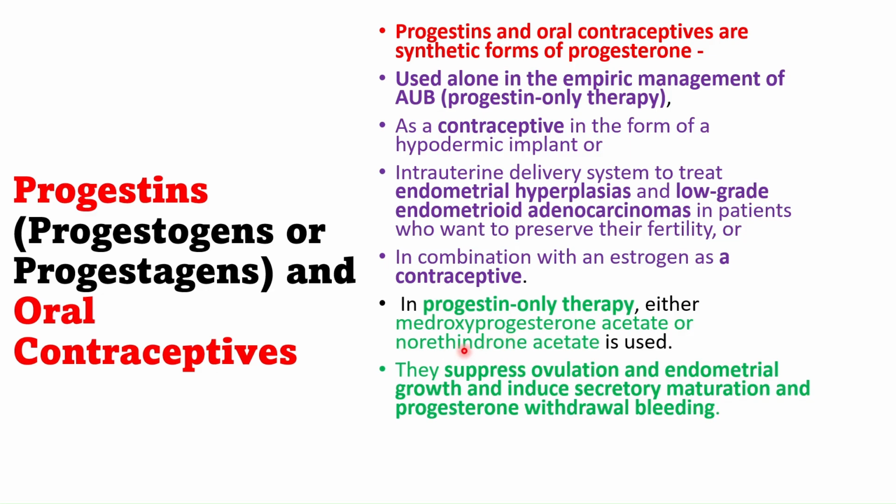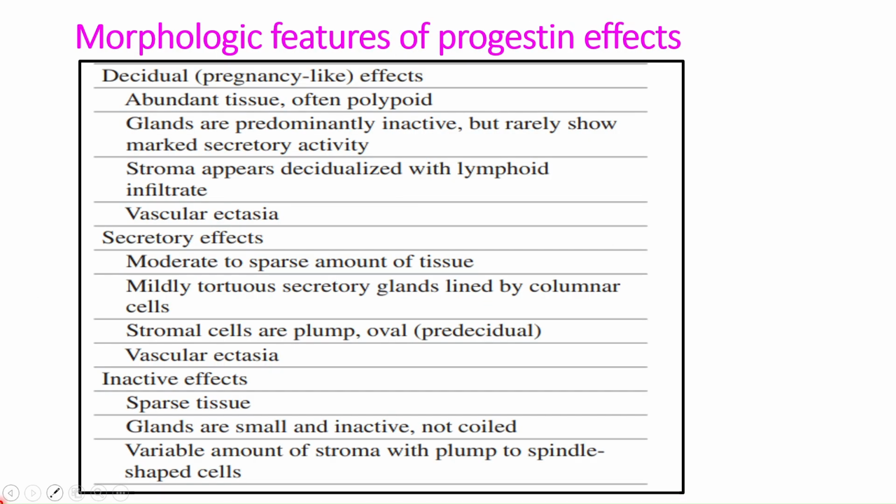or in combination with an estrogen as a contraceptive. For hormone-only therapy, either medroxyprogesterone acetate or norethindrone acetate is used. Now, what is the function and what is the role? It suppresses ovulation and endometrial growth and induces secretory maturation and progesterone withdrawal bleeding. So, if estrogen is used, we can see proliferative glandular changes in biopsy, while with progesterone, we can see secretory changes. Now, progestin effects are divided into three types: decidual or pregnancy-like effect, secretory effect, or inactive effect.